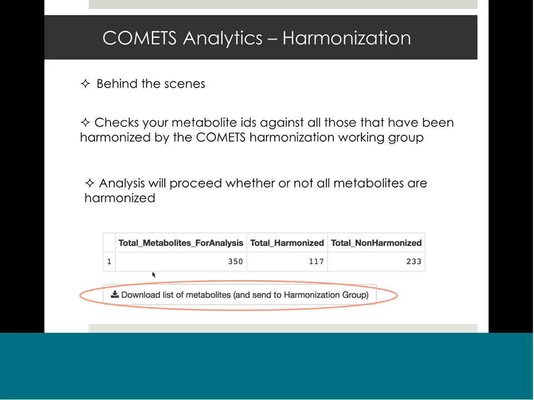So for example here, there were 350 metabolites that were input for the analysis, 117 were harmonized, 233 were not harmonized. This is an old example, by the way. The total harmonized now has skyrocketed compared to this example. But then there's the option to download the list of metabolites and send it to the harmonization group. And a lot of folks have already sent us this, and this is what helps improve the harmonization master file. And I would encourage everybody to keep doing that so that we can get this harmonization as close to 100% as we can.